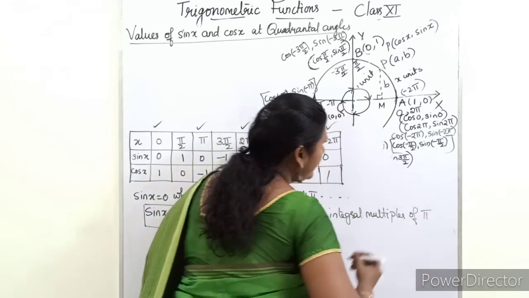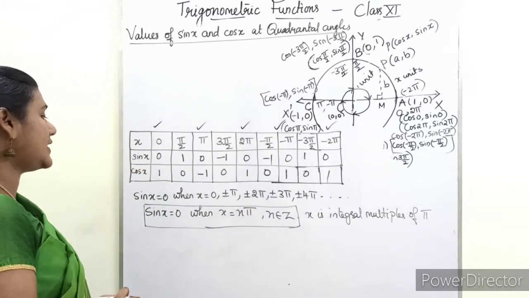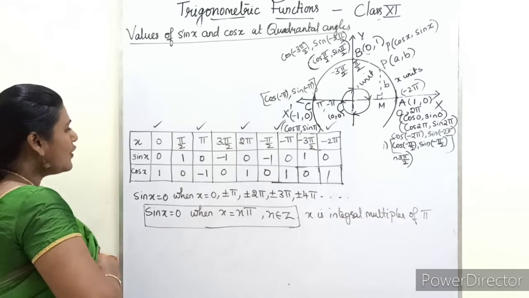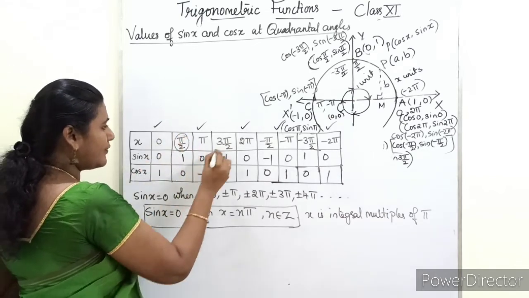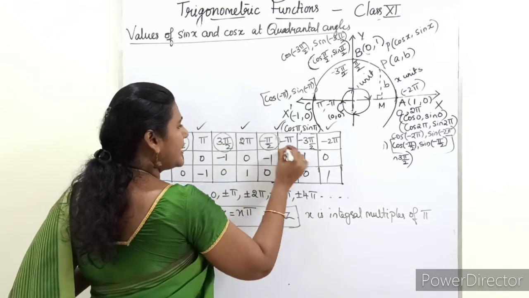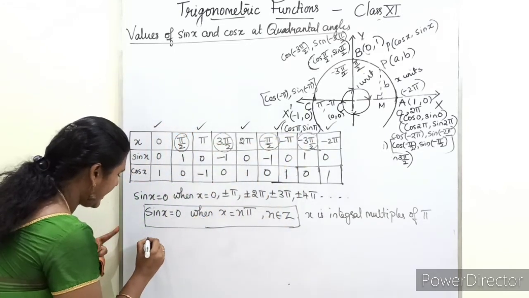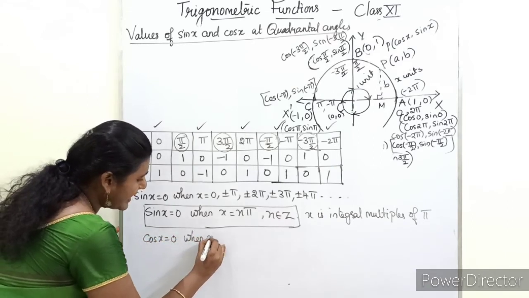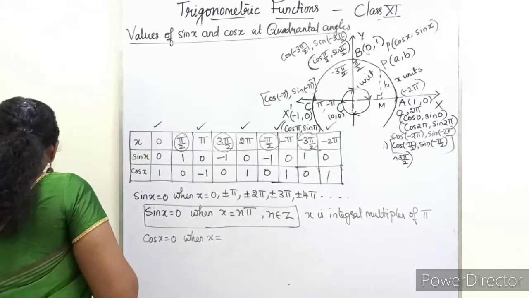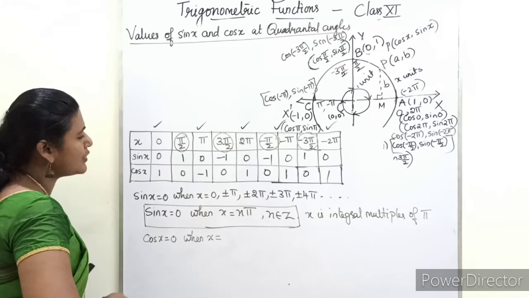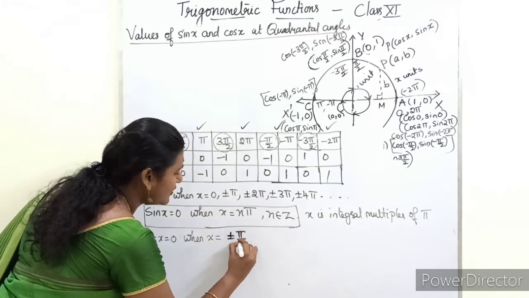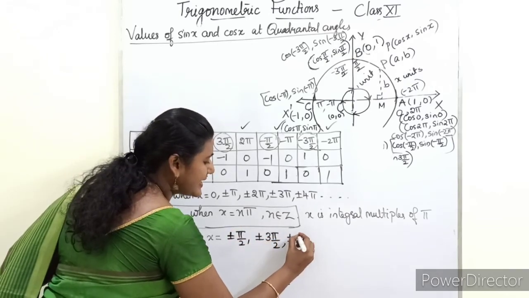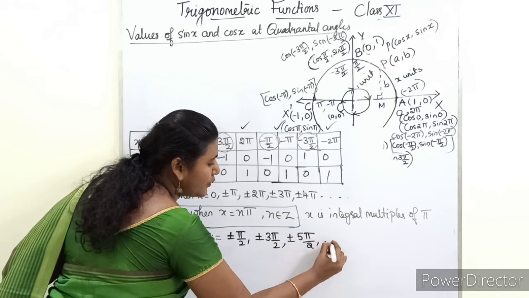Now we will see when the value of cos is 0. The cos ratio is 0 for pi by 2, then for 3 pi by 2, minus pi by 2, minus 3 pi by 2. So I can write cos x is equal to 0 when x is equal to plus or minus pi by 2, plus or minus 3 pi by 2. If it continues like this, what can I write as the next angle? Plus or minus 5 pi by 2, etc.